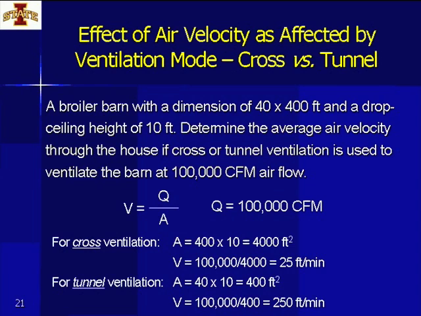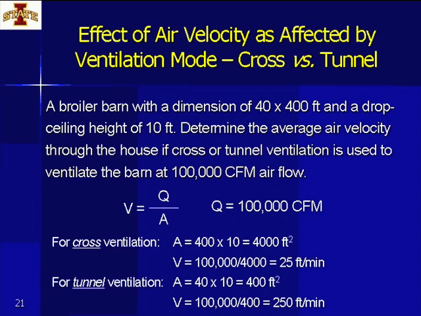Here's an example illustrating the differences between cross and tunnel ventilation in terms of air velocity. We have a broiler barn 40 by 400 with a 10-foot ceiling, ventilated at 100,000 CFM airflow. Air velocity is the flow rate divided by the cross-sectional area. For cross ventilation, the area is 4,000 square feet, and we have an average air velocity of 25 feet per minute. Whereas with tunnel ventilation, the cross-sectional area is 400 square feet, and the air velocity is 250 feet per minute, so 10 times as great.